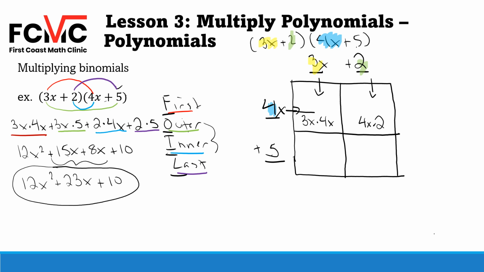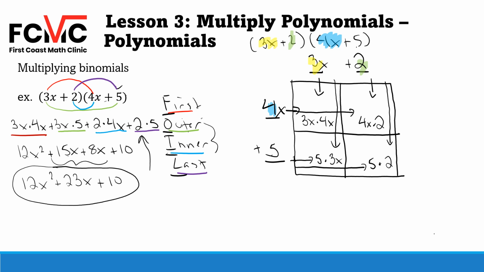So I'll bring that 4x all the way across. Bring the 3x all the way down. And then 5. And then I'll bring the 2 all the way down. And I'll bring the 5 all the way across. And if you notice, we have the exact same multiplication that we did here when we did first, outer, inner, last. It's kind of like how you prefer to visualize what the multiplication is, right?